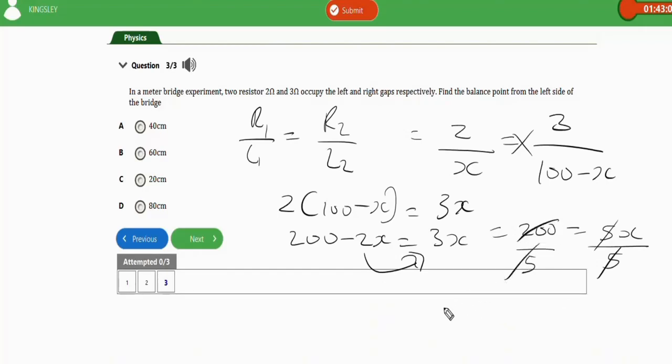We're going to have 40 cm. So our x initial length is 40 cm. The correct option to this question is option A. So it's as simple as this. This basically covers problems and calculations involving meter bridge, which is a subtopic under current electricity for your JAMB Physics. We practiced with 3 repeated questions under it.